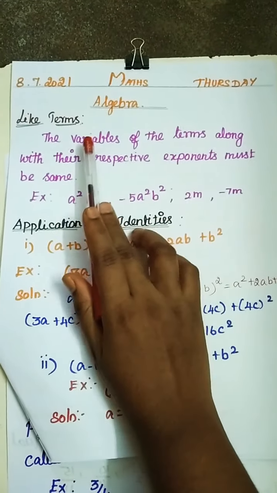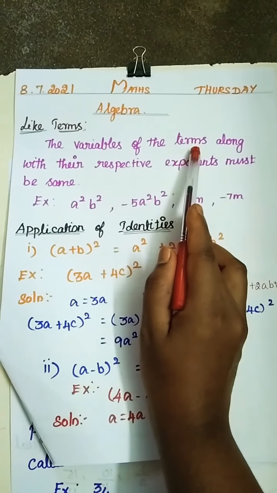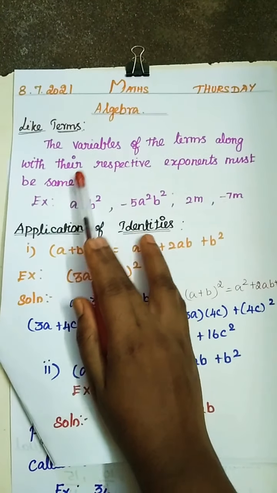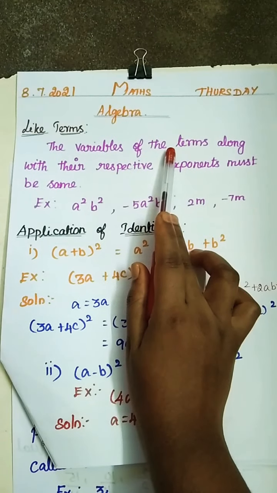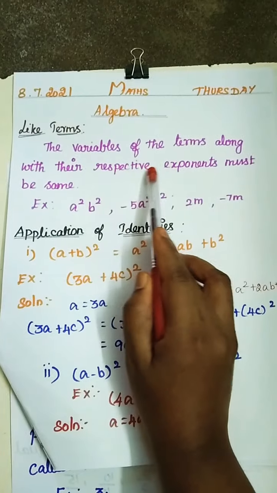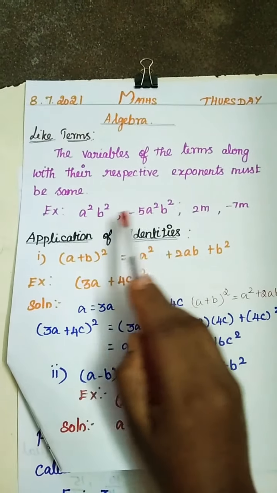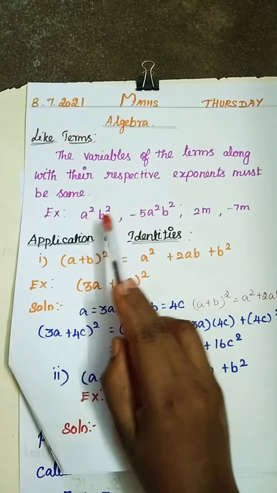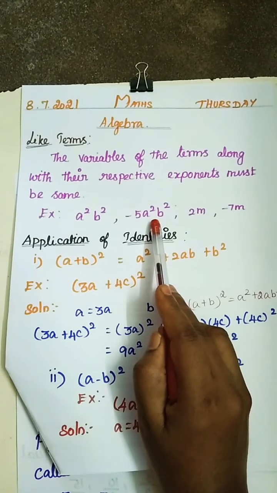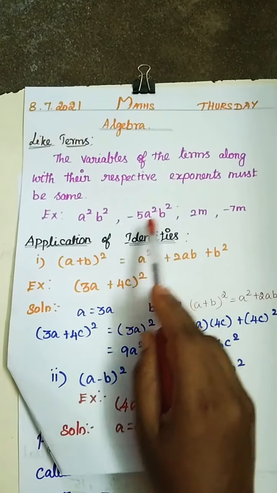Algebra. Students, do you know like terms? Like terms: the variables of the terms along with their respective exponents must be the same. Listen, this is one term, this is another term, a square, b square. Here a square, b square, the variables are same. The same variables are called like terms.